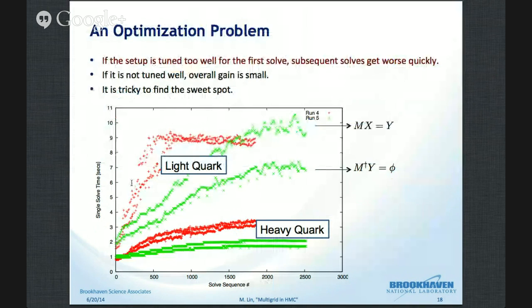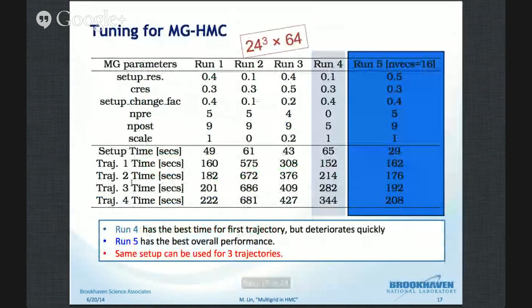Okay, so Nathan, when you say trajectory, you mean trajectory, not step? Yes, I mean trajectory. I keep the same setup for 3 trajectories, so that's 60 total light solves. Okay. I think it needs a bit of luck, because if you don't choose the multigrid parameters carefully, then you may not be able to do this.